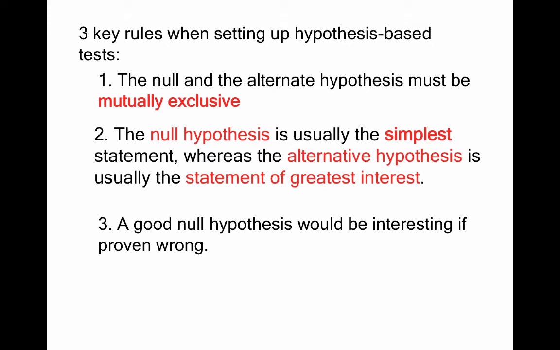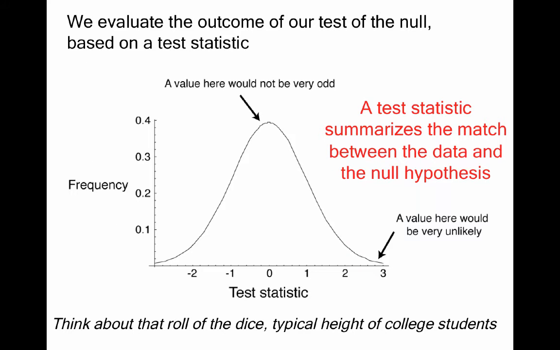Okay, three basic rules when we're working with hypothesis testing. First of all, the null and the alt must be mutually exclusive. Now that's something we've covered in class, isn't it? So that should be pretty basic. Secondly, the null hypothesis is the simple statement, whereas the alt is the statement of greatest interest. That's where our claim usually is. And thirdly, a good null hypothesis is going to be interesting if we prove it wrong and we can reject it. And at that point, we'll have an interesting scientific finding.